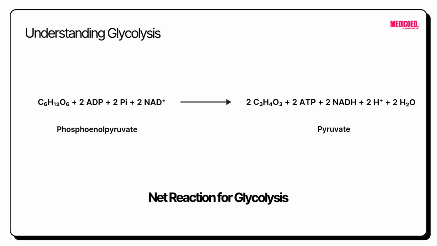Conclusion: net energy yield. In summary, glycolysis produces 2 ATP, 2 NADH, and 2 pyruvate molecules from 1 glucose molecule. This energy fuels cellular processes or continues into aerobic respiration.